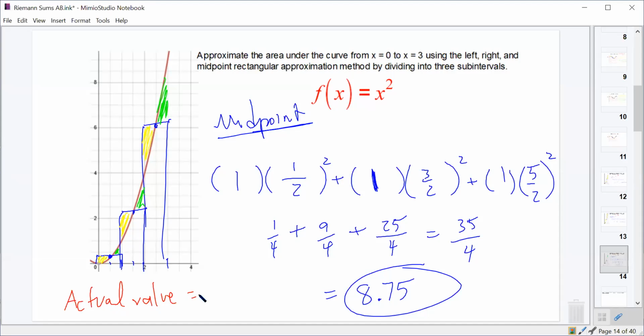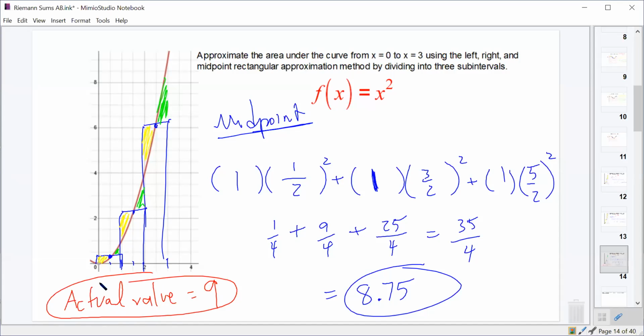Any guesses how much we're off by? A quarter. You must have known the actual value was 9, huh? Actually, I guessed. Oh, wow, you guessed, and you were right. Yes, the actual value is 9.